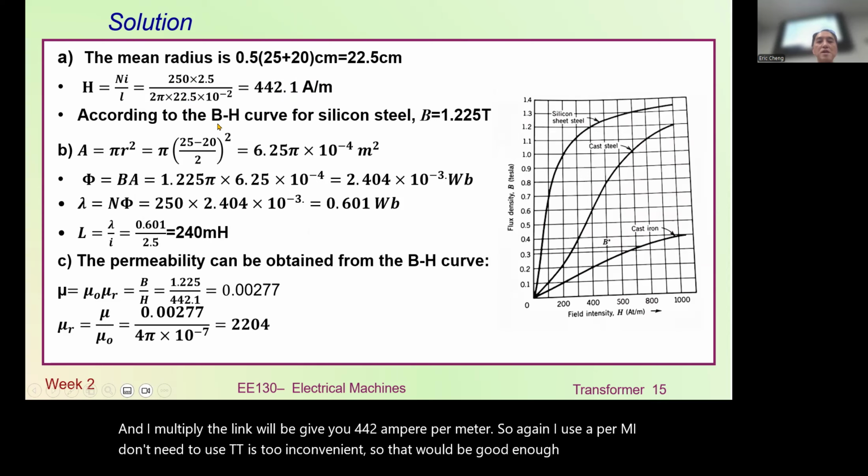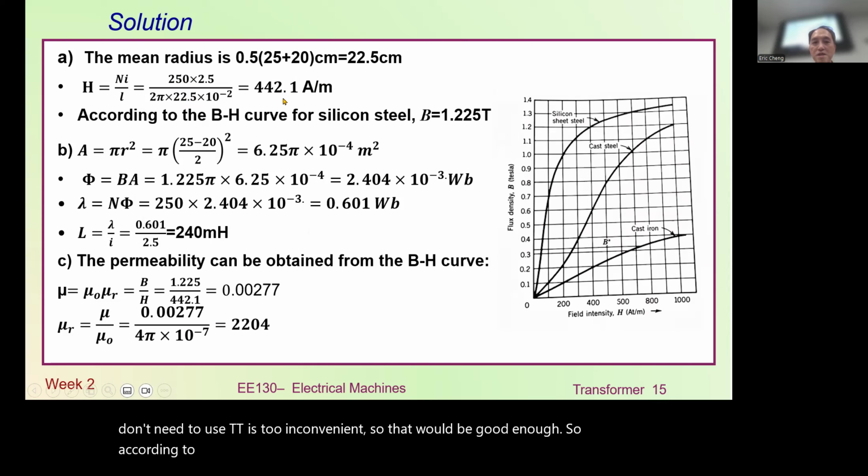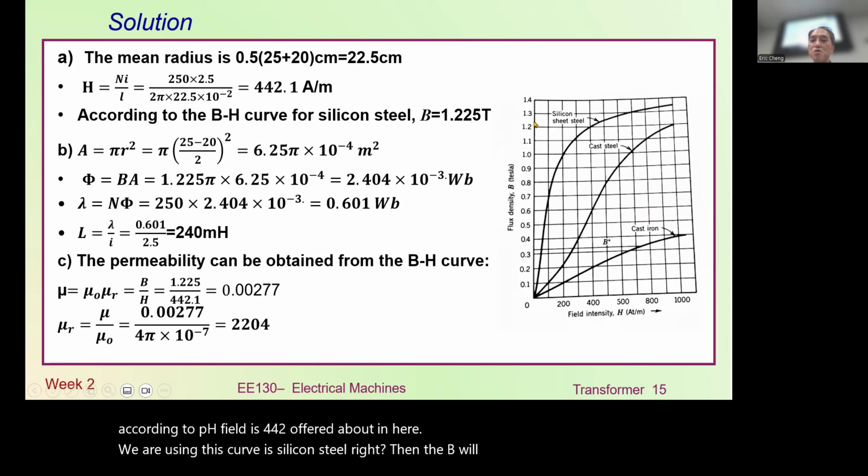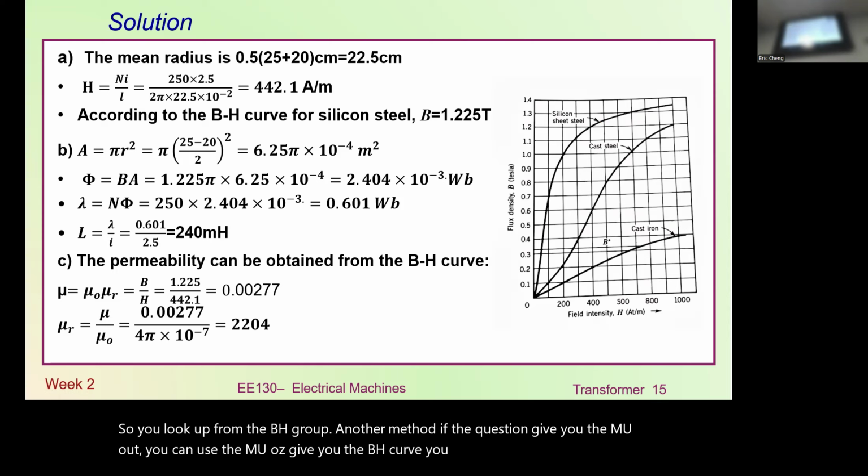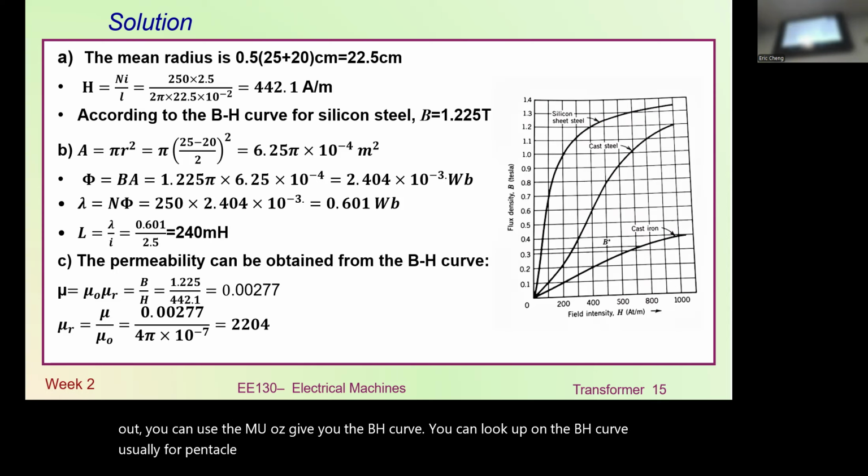So according to the BH loop, the H field is 442, roughly about in here. We are using this curve, which is silicon steel, right? Then the B will be roughly about 1.225. So we look up from the BH loop. Another method: if the question gives you the mu r, you can use the mu r. If it doesn't give it, and only gives you the BH curve, you can look up from the BH curve. Usually, for a practical transformer, we need to look up from the chart.